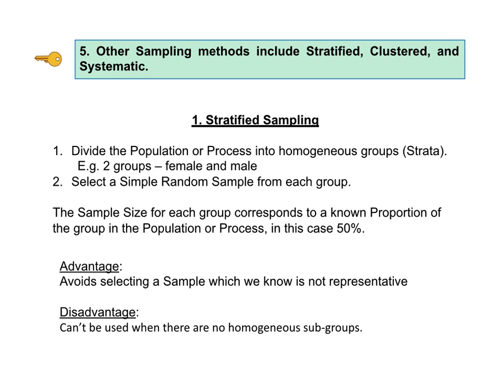For example, we could divide a population into two strata, female and male. Everyone within either of these homogeneous groups is the same gender. Step 2, we select a simple random sample from each stratum. The sample size for each stratum corresponds to a known proportion of the stratum in the population or process. In this case, roughly 50% for both male and female. The advantage to this approach is that it avoids selecting a sample which we know is not representative, and the disadvantage is that it can't be used when there are no homogeneous subgroups.